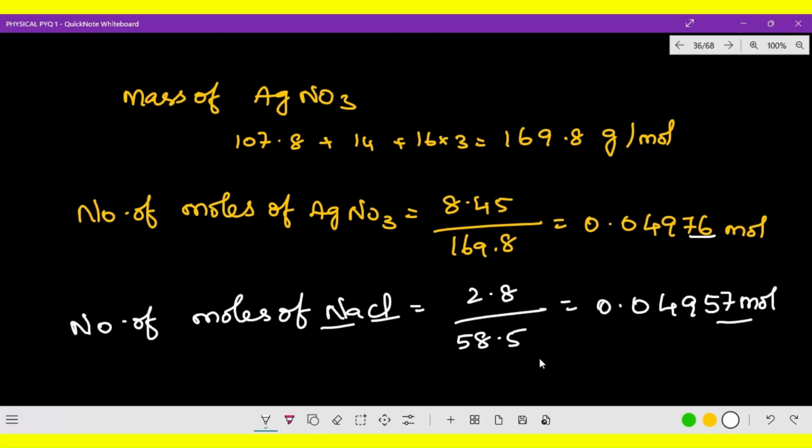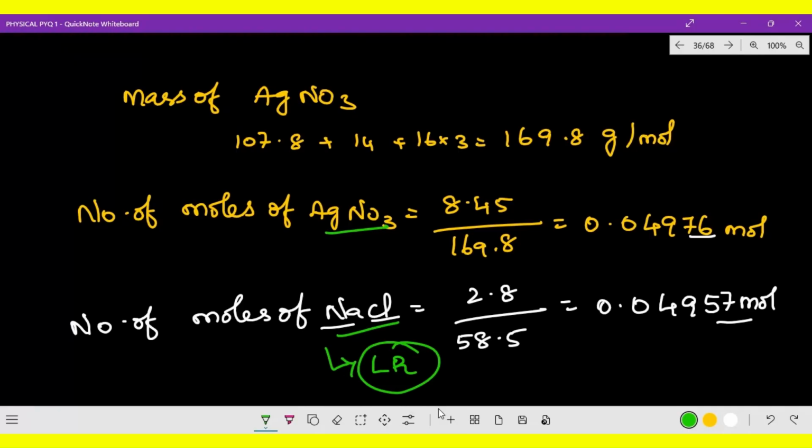Now in that, you can easily identify which is the limiting reagent. This is silver nitrate and this is sodium chloride. This is 0.04976, this is 0.04957. 57 is smaller than 76, so sodium chloride is the limiting reagent. Why am I mentioning the limiting reagent? Because wherever data is given, we can easily identify it. So this is the limiting reagent.